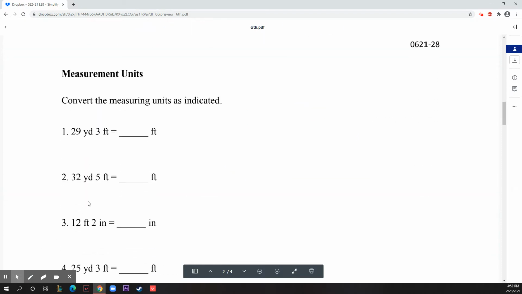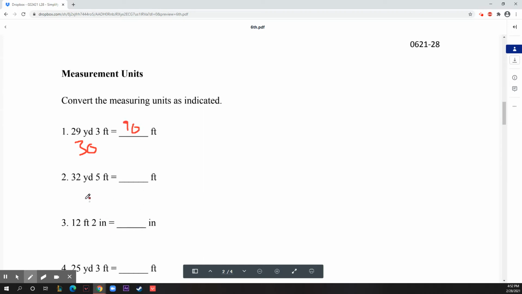Okay, onto measurement units. Convert the measuring units as indicated. 29 yards and 3 feet to, well, we know that 3 feet is 1 yard. So 29 yards and 3 feet is just 30 yards. And we know that 1 yard is 3 feet. So you just multiply by 3 and you get 90 feet.